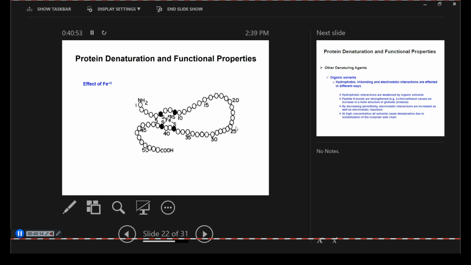Sorry, can you say that again? So what happened is the presence of iron. Iron specifically formed bonding with the sulfhydryls and caused a really compact structure, which resisted unfolding. So no matter what we heated, the protein did not unfold and denature.